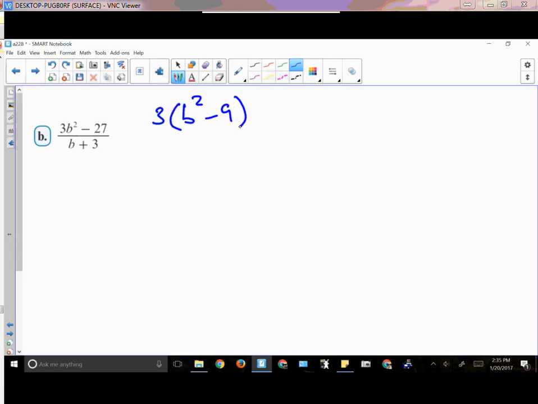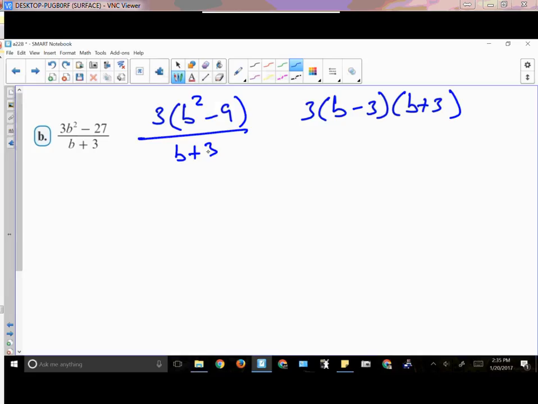So now I can go one more step. I can rewrite this as 3 times b minus 3 and b plus 3. Because isn't that how that factors out? So by going and completely factoring out the top, I'm seeing something now that I might be able to cancel. Because on the bottom here, it's just simply b plus 3.